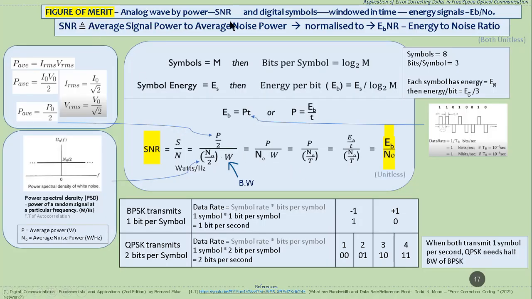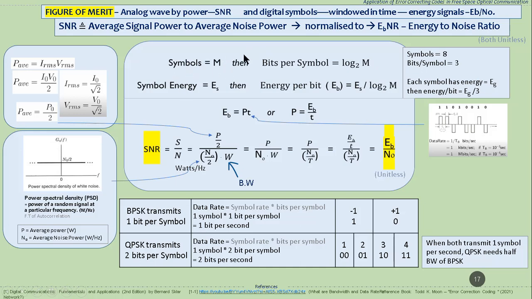The figure of merit is signal to noise ratio. Average signal power is suited to analog signals, but for digital signals that are limited in time, energy is a more fitting figure of merit. So average power and signal energy in signals and systems concepts adapt to this digital communication.